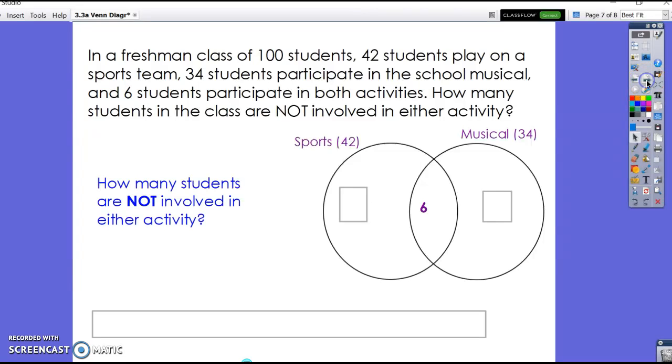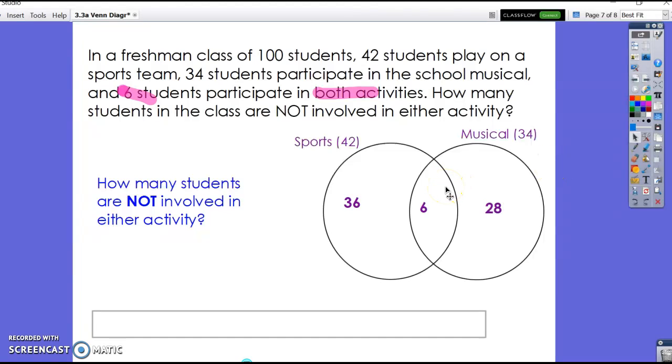for yourself. So looking at our problem, it tells us right away that 6 people are in both of these activities. So I filled that in right here in the middle, 6 people. Well, to figure out how many are just in sports, we take that total of 42 and we subtract 6, which will give us 36. Musical, same thing, we take that total of 34, subtract 6 to give us 28.